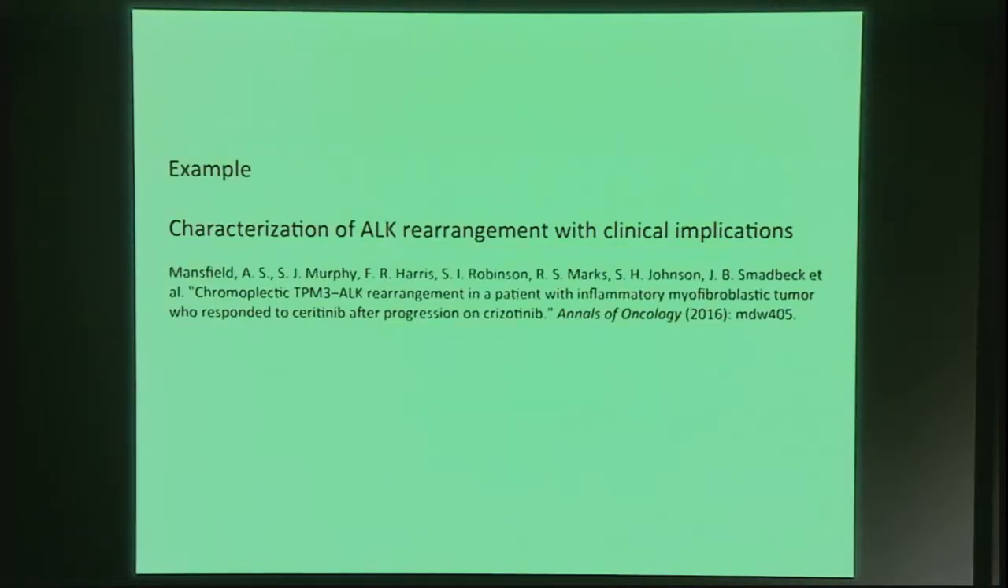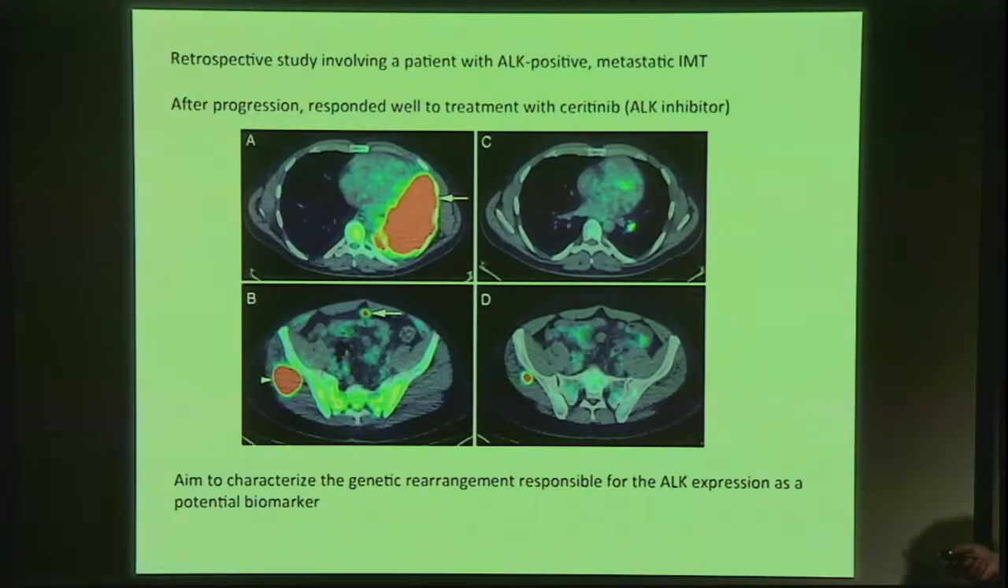This is a paper that was published last year. This is a characterization of an altered arrangement in an IMT, which is a sarcoma. A patient came to Mayo with a very large lung mass and masses everywhere, in a wheelchair. And Dr. Maxwell gave him crizotinib or sunitinib, I think, which is an ALK inhibitor, because those sarcomas are known to have ALK alterations. And then this went from here to that. So there's only a little piece that remained, which we excised, and we did whole genome mate pair sequencing to find out what exactly was happening.